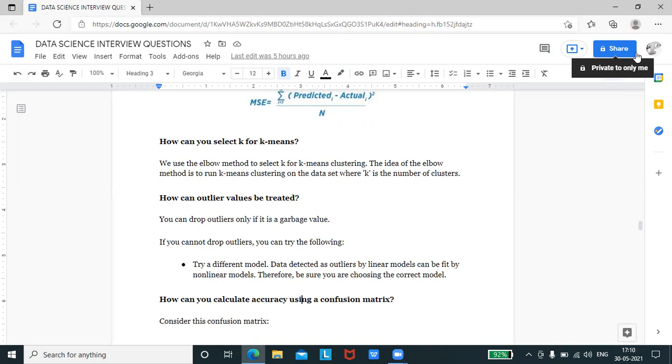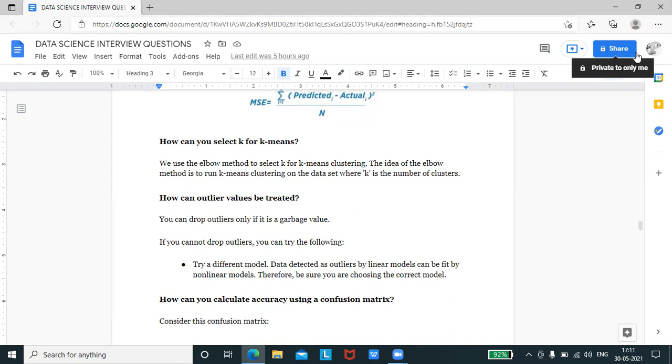Guys, welcome back. So the next question is, how can outlier values be treated? So how can we treat the outlier values? An outlier is a data point that is distant from other similar points. Okay, that is different from other similar points.